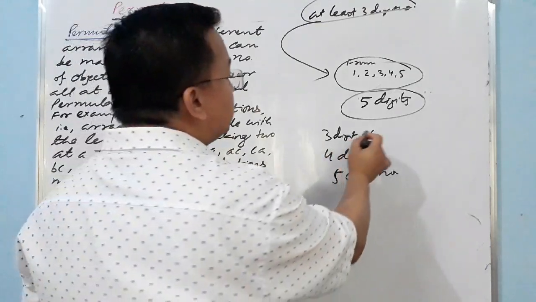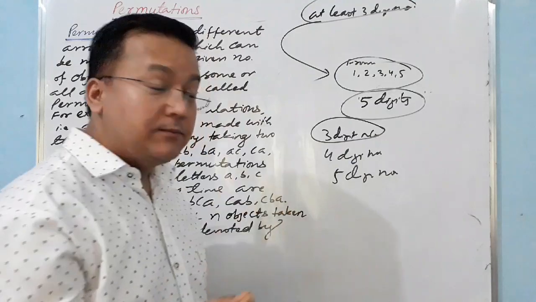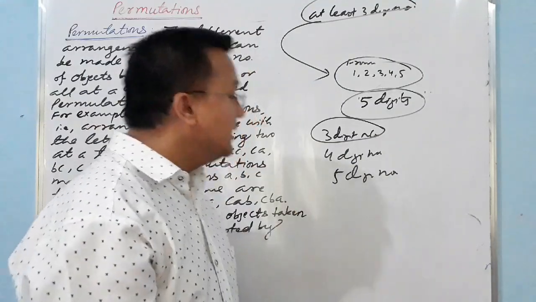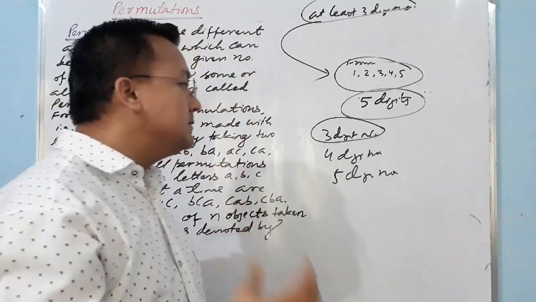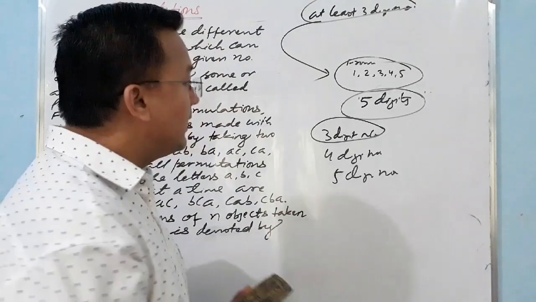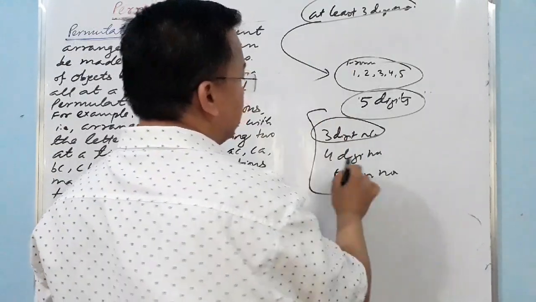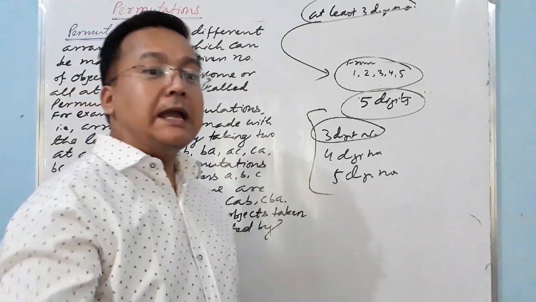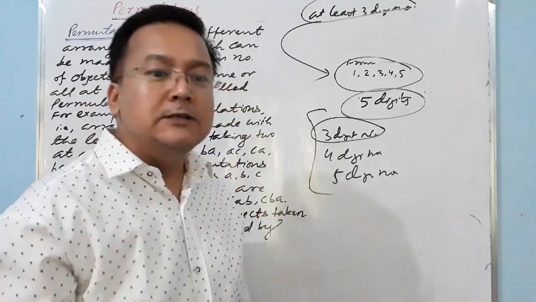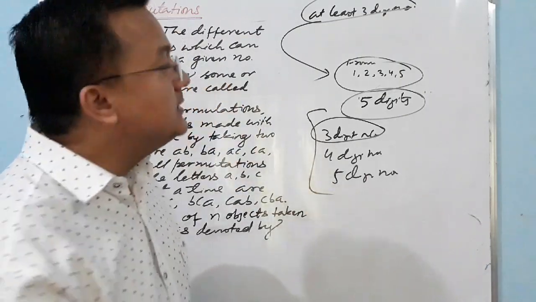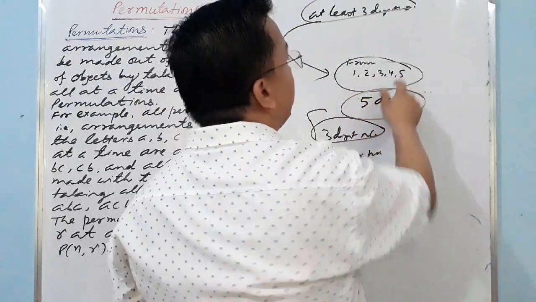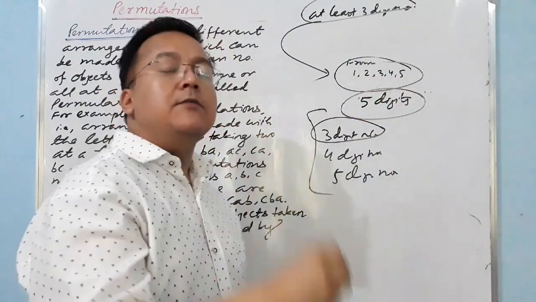So at least 3 digits means we have to make 3-digit numbers, find 4-digit numbers, and find the number of ways in which a 5-digit number can be made. So the meaning of at least is this, right? At least 3 digits means either a 3-digit number or a 4-digit number or a 5-digit number from 1, 2, 3, 4, 5, because there are 5 digits.